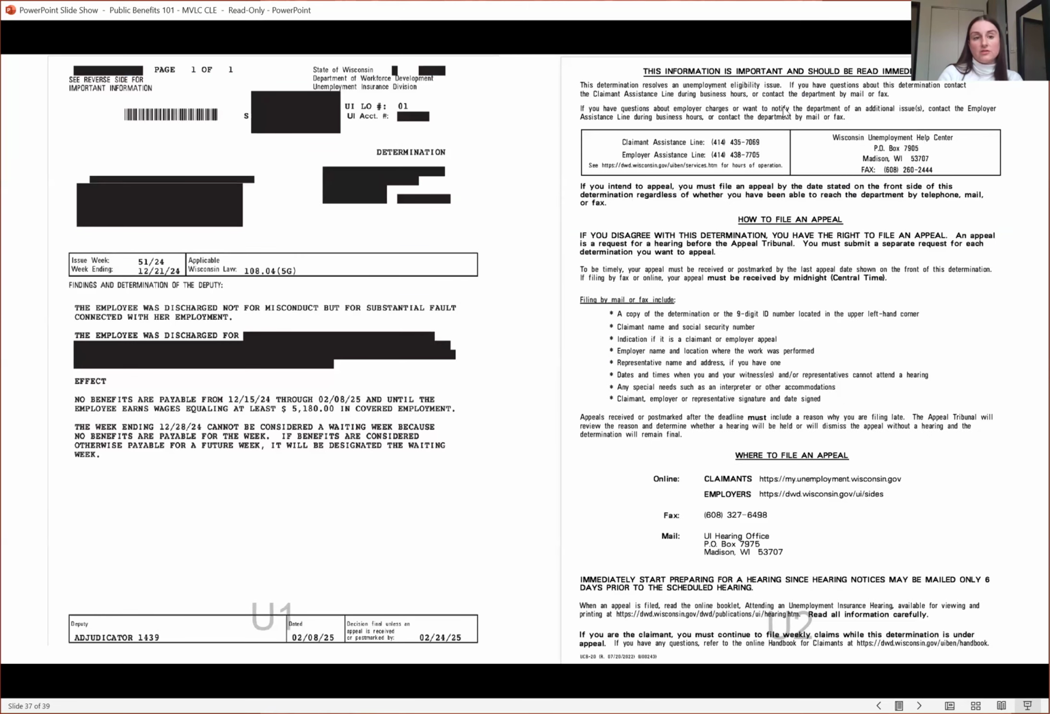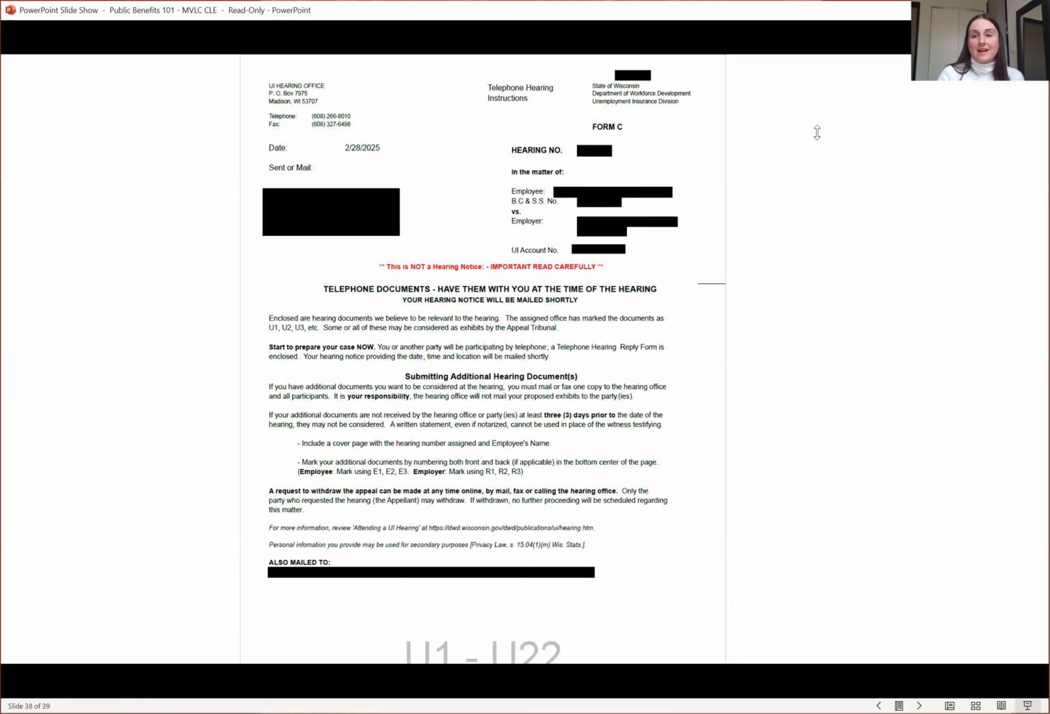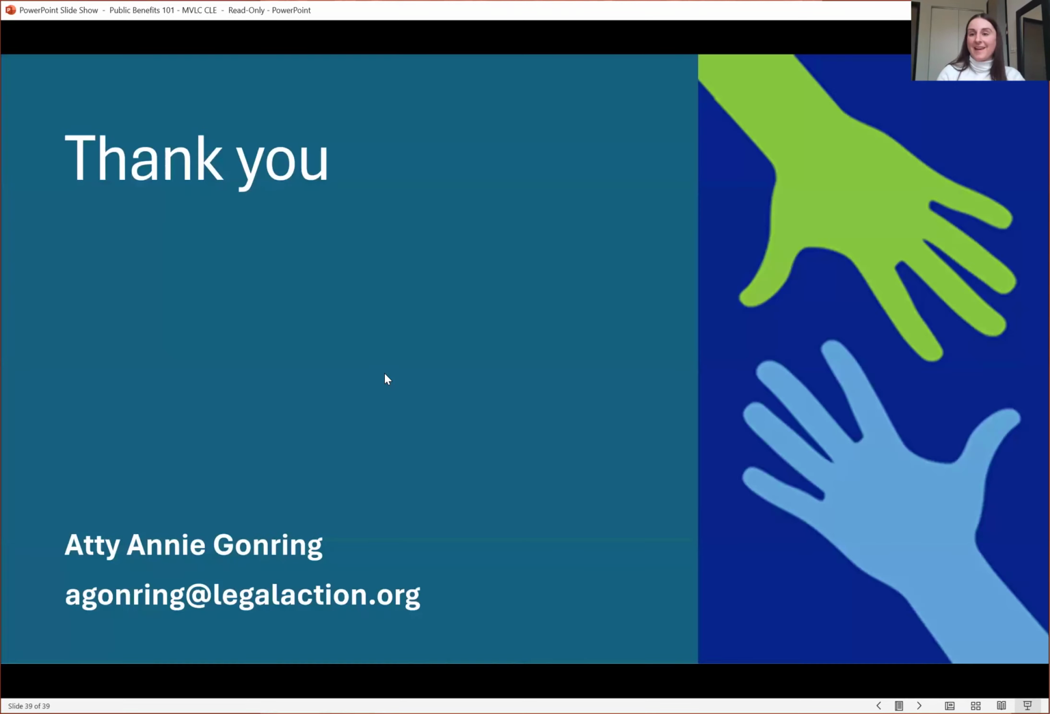This is an example of an initial determination and what it looks like. You can see that it says the reason that they're discharged, and then more facts that I blacked out out of paranoia to maintain confidentiality. And then this is the notice that's sent to you once you've successfully filed your appeal, and you'll get a whole appeal packet with the appeal information, etc. And this just says, it's not a hearing notice, but you have appealed this case.